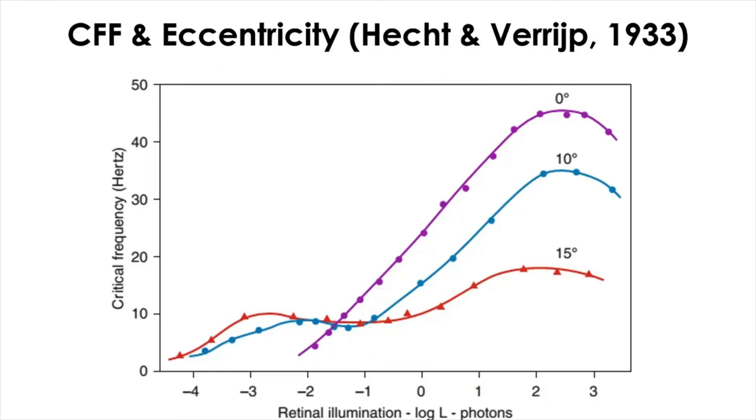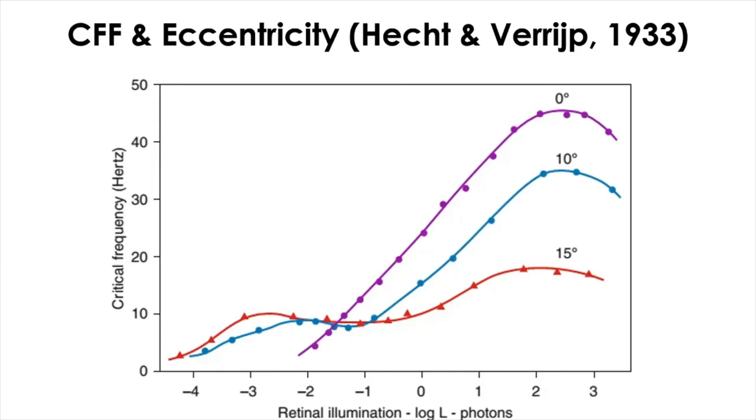Because in the fovea, only cones are present. And the curve at zero eccentricity is the same as the one that was shown in the previous slide. But an extrafoveal test stimulus will now show a kink. So two branches in the critical flicker fusion function, because the rods now determine the critical flicker fusion at low retinal illuminances, and the cones determine the critical flicker fusion at higher retinal illuminance.